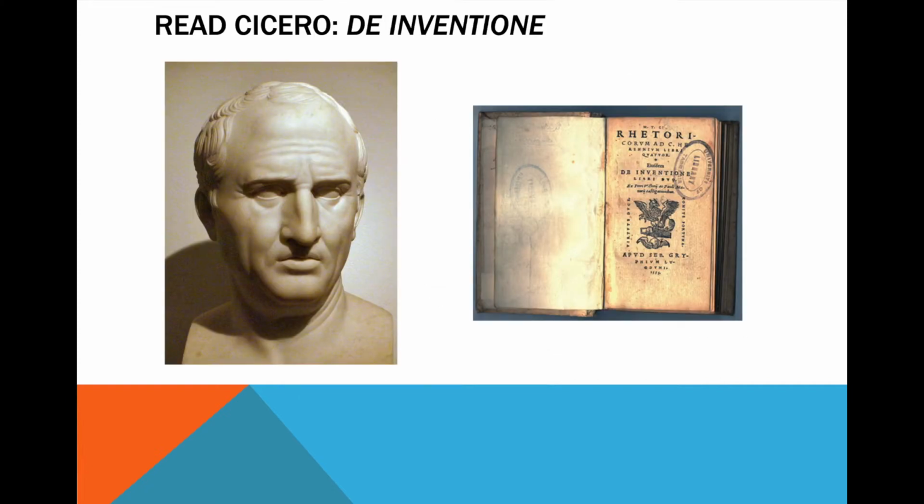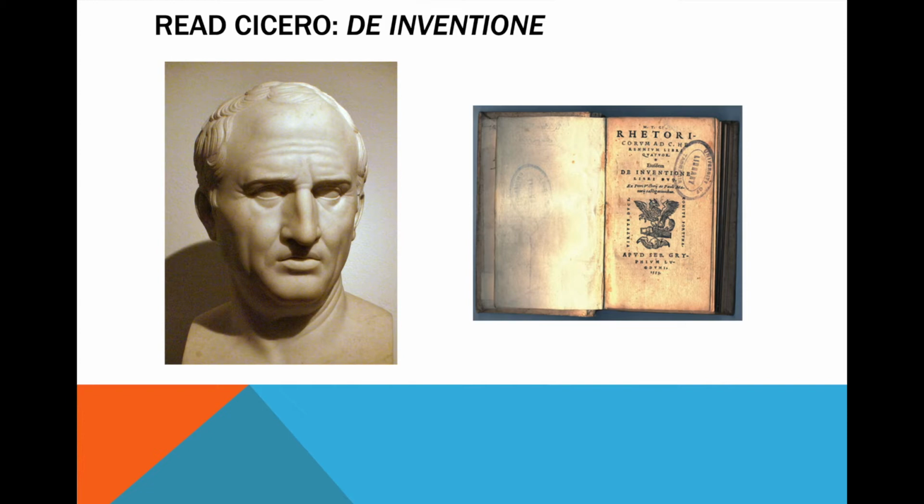So the main sort of theoretical material that we will use is Cicero's De Inventione. It's a Latin term meaning on invention. And by invention, what we mean is the discovery or the observing of available arguments in a given case. It is one of the 5 offices of the orator. It's the first of the 5: invention, arrangement, style, memory, and delivery.